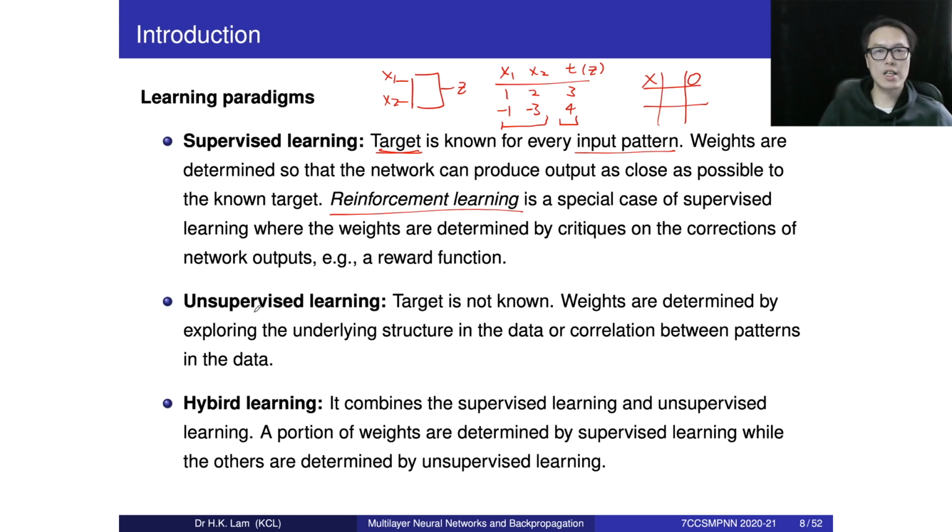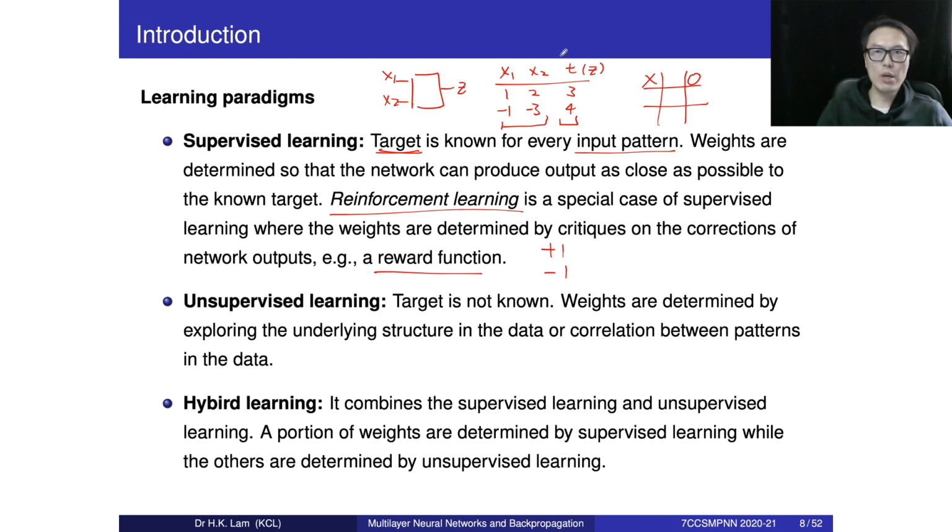Instead, we are going to use a reward function. That means after we complete this game, if the agent, the learning agent, wins the game, we give +1 to indicate that this is a good move. If the agent loses the game, it is -1. So it will just tell you whether this move is a right move or not. We do not present an example. So this is a kind of reinforcement learning.